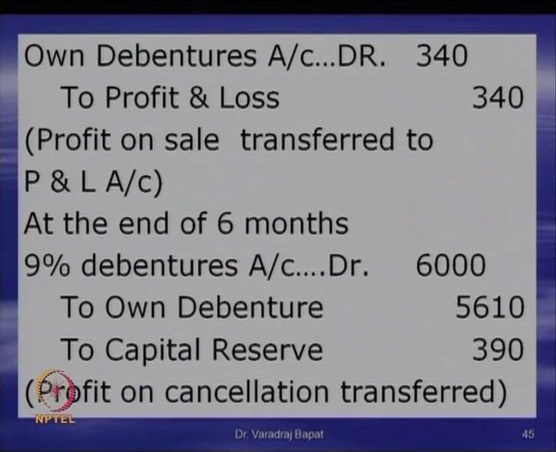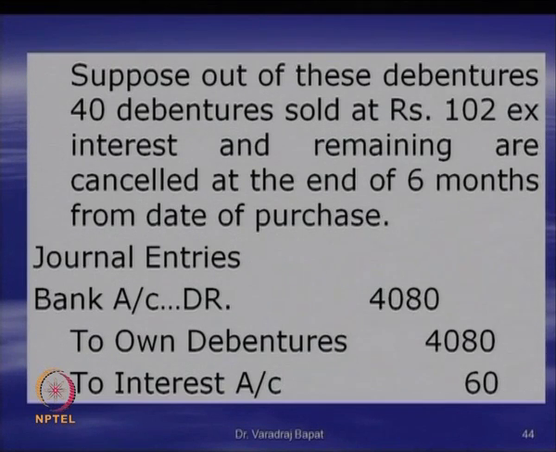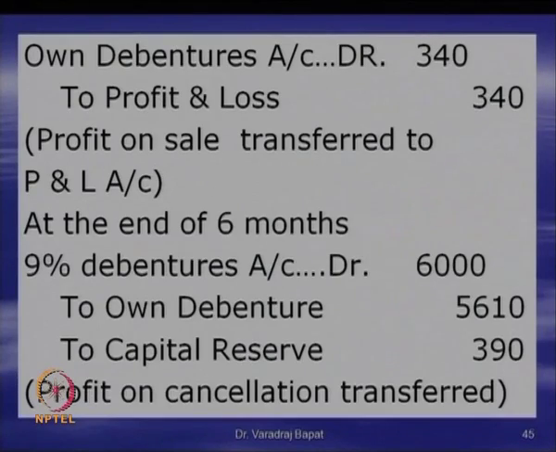Now how did you calculate this 340? Can you just give a thought? You can see we have sold 40 debentures. We purchased at 98 and we have sold them for 102. So we have made a profit on every debenture. That profit we are calculating. If we calculate at 4 rupees per debenture, the profit comes to 4 into 40, that is 160. But here the profit shown is 340. Can you imagine why it is 340? Let us go back.